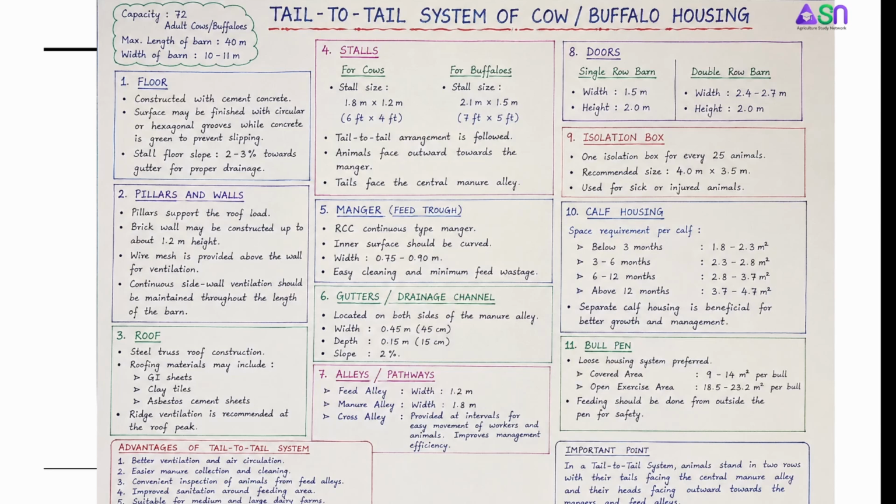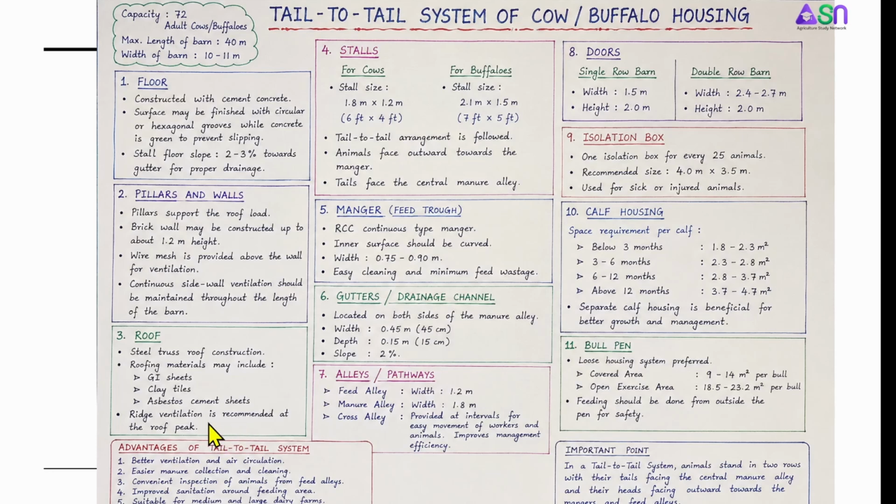The roof is usually constructed using steel trusses. Roofing materials may include galvanized iron sheets, clay tiles, or asbestos cement sheets, or any other better materials that are available in your place. Raised ventilation at the roof peak is recommended to facilitate the escape of hot air and improve air circulation inside the barn.